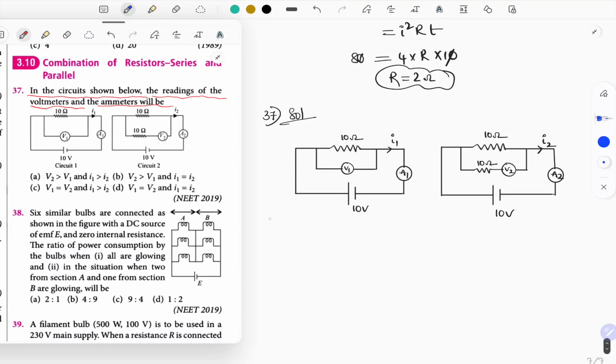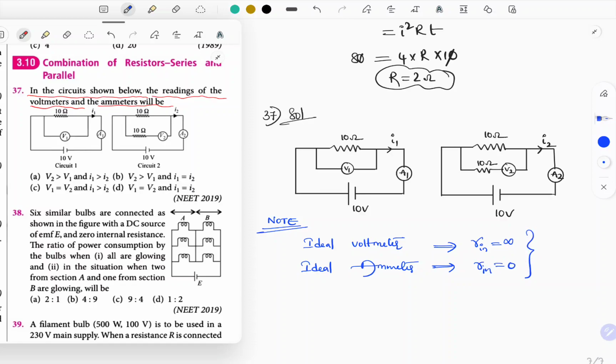Before solving this question, I would like to give one note point about voltmeter and ammeter: ideal ammeter and ideal voltmeter. For an ideal voltmeter, its internal resistance R internal is equal to infinity. For an ideal ammeter, internal resistance is 0. This is for ideal cases. For practical cases, it is not equal to infinity, not equal to 0.